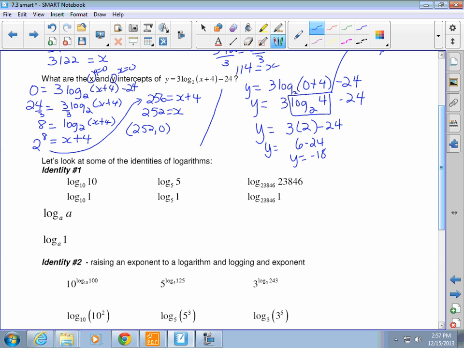So log base 10 of 10. This is saying 10 to the power of what gives you an answer of 10. Well, that's just 1.